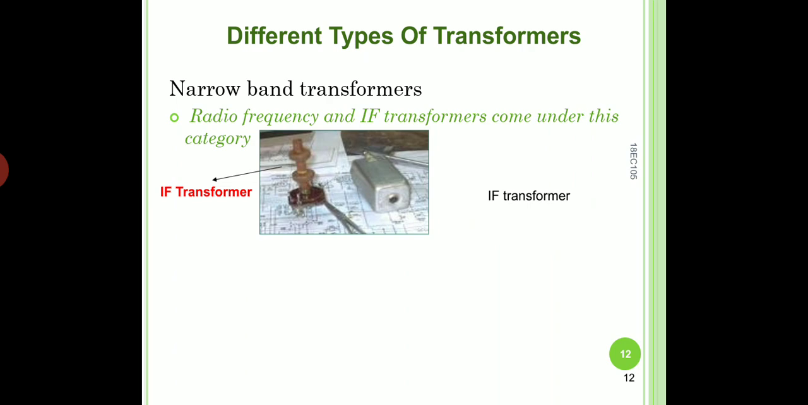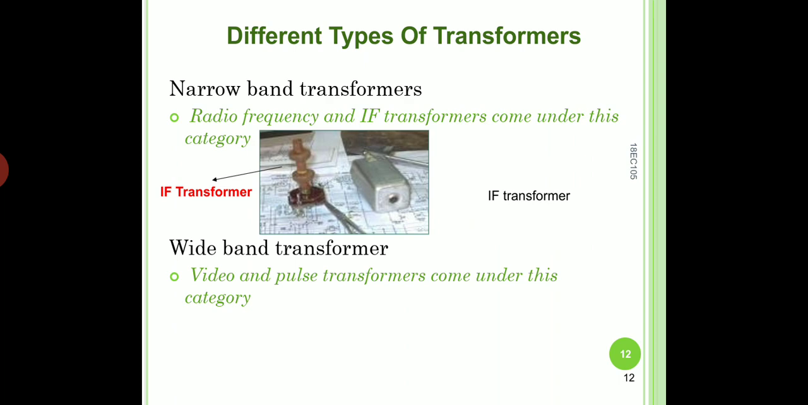Now let us see the next one, the wideband transformers. Video and pulse transformers come under this category. A video amplifier will be working at very high frequency, and the bandwidth required for video amplification is 5 megahertz. And pulse transformers are for triggering SCRs and other firing devices like IGBTs, thyristors, and so on. We'll be using a triggering pulse, and the transformer is used for isolation.